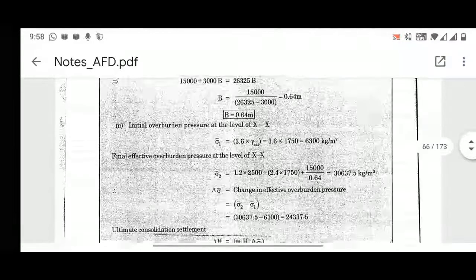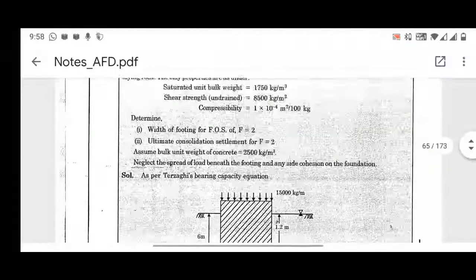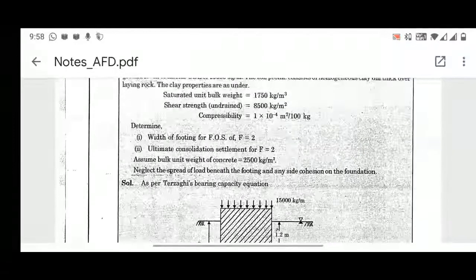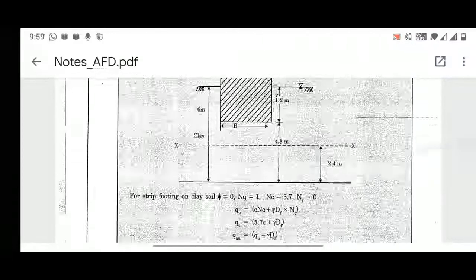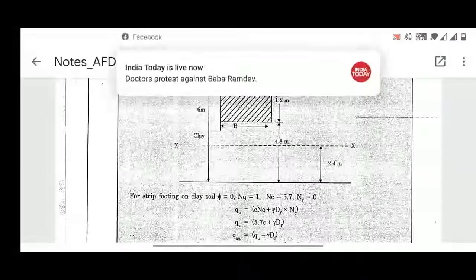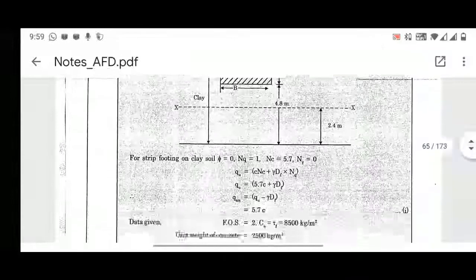We have obtained B as 0.64 meter. So the width of footing is 0.64 meter that we have obtained. Now they are asking you for the ultimate consolidation settlement. Right. So for ultimate consolidation settlement, we know from our earlier classes what we have to do. We have to take the center point below the base of footing. Below the base of footing, the distance is 4.8 meter. Half of 4.8 meter will be 2.4 meter, so the mid section of the clay layer below the footing base is at 2.4 meter.